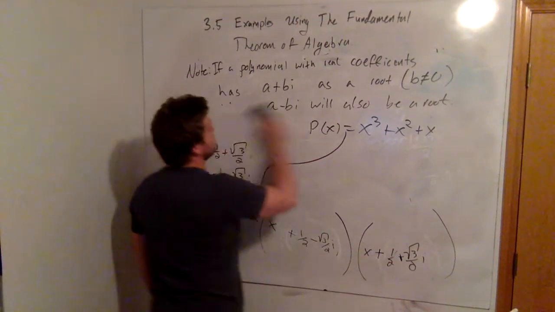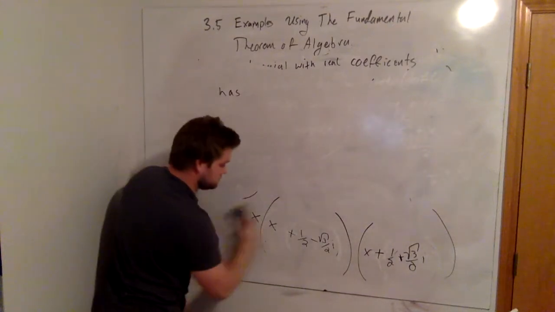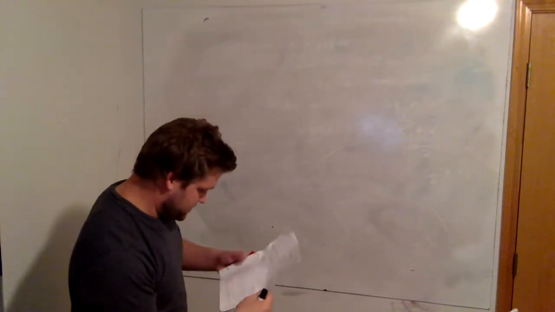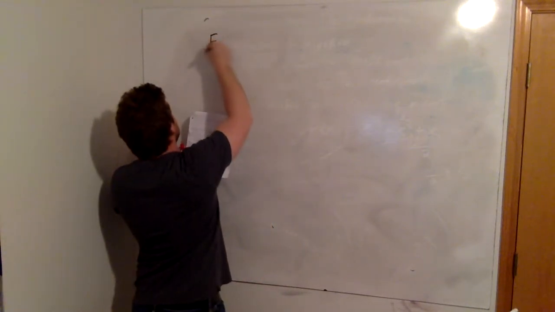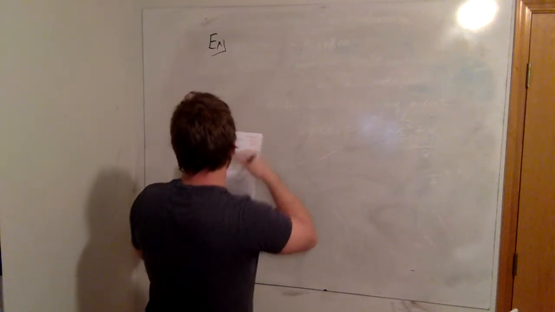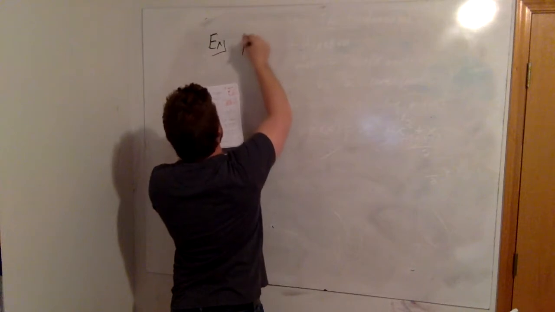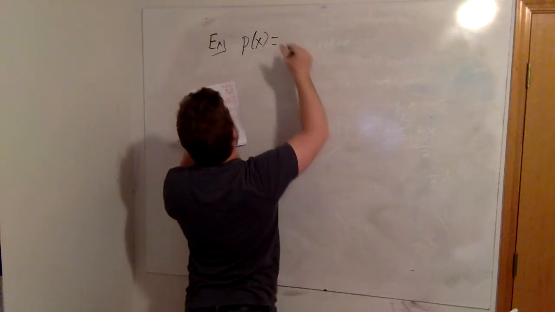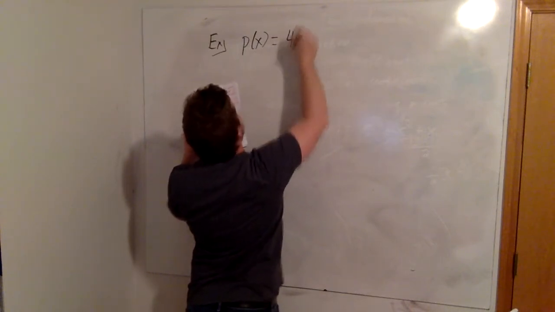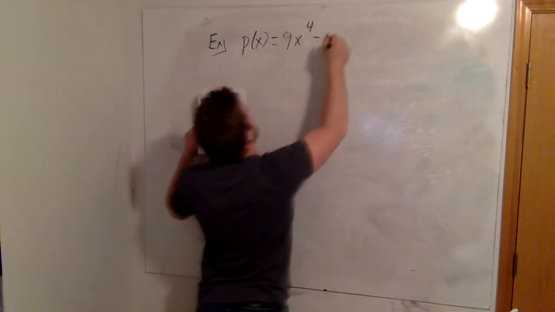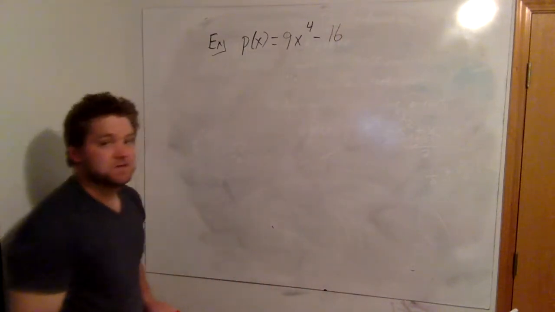Okay, let's do another example. Let's say we have a polynomial p of x equal to, how about 9x to the fourth minus 16? Go ahead and give this one a shot.